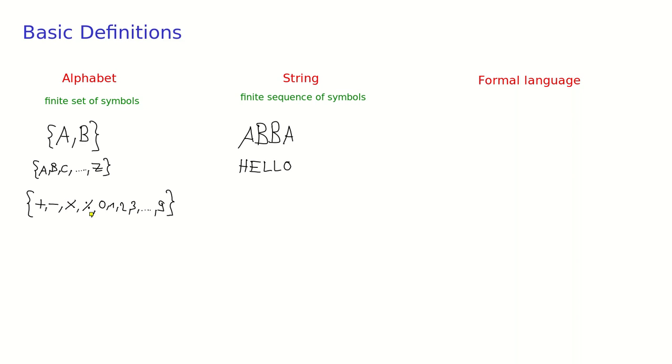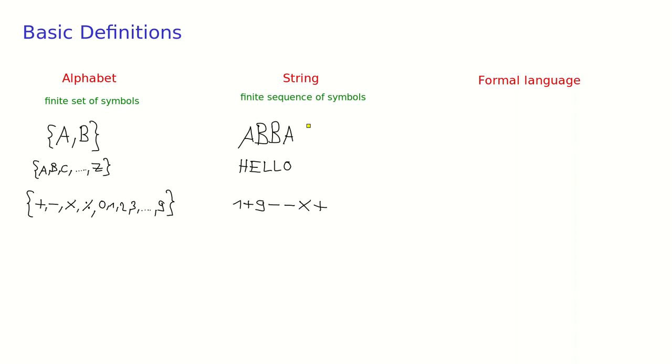Okay, and let's make one example for this alphabet. For example, this sequence 1 + 9 - times plus. This is a string that doesn't make sense, but strings don't have to make sense. A string is just any finite sequence of symbols over this alphabet. So this is also a string over this alphabet.